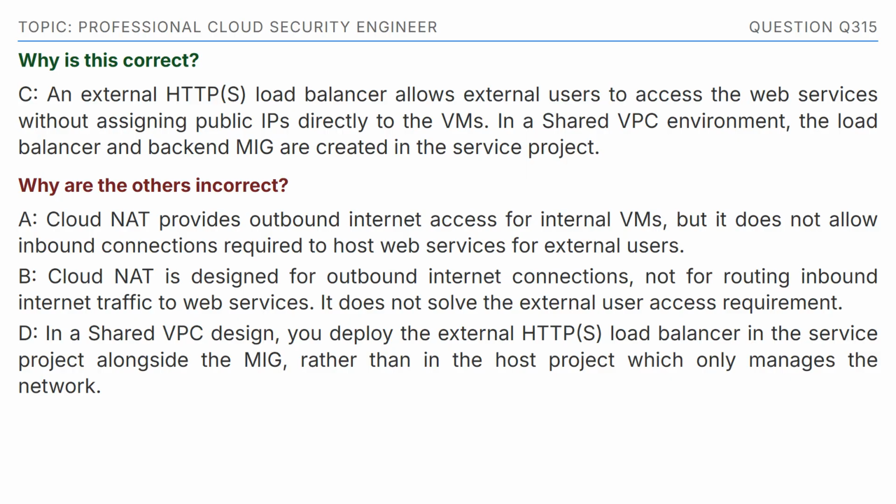Why are the others incorrect? A. Cloud NAT provides outbound internet access for internal VMs, but it does not allow inbound connections required to host web services for external users. B. Cloud NAT is designed for outbound internet connections, not for routing inbound internet traffic to web services. It does not solve the external user access requirement. D. In a shared VPC design, you deploy the external HTTPS load balancer in the service project alongside the MIG, rather than in the host project which only manages the network.